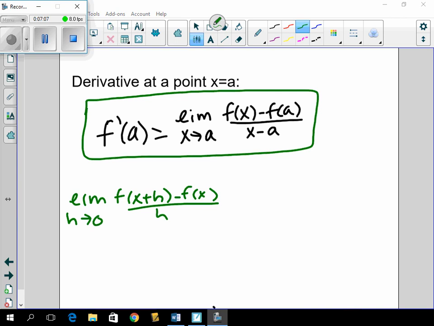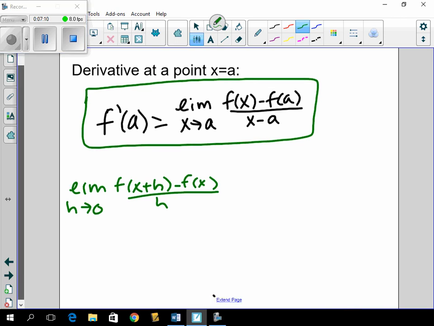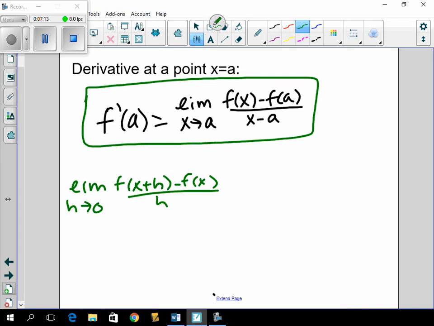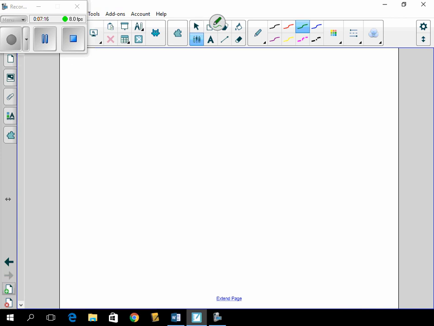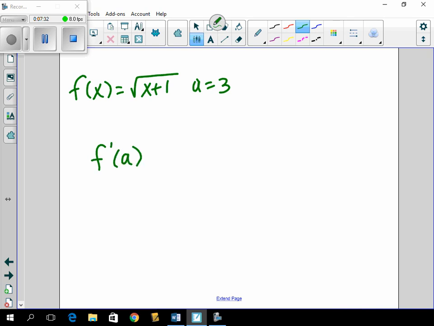So let's look at a quick example of using this different notation. I'm given the function f of x equals the square root of x plus 1, and I want to find the derivative at a equals 3. So I know from my previous slide that the definition is f prime of a equals the limit as x approaches a of f of x minus f of a all over x minus a.